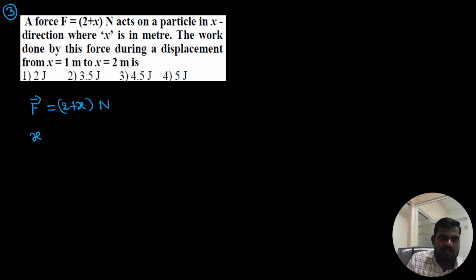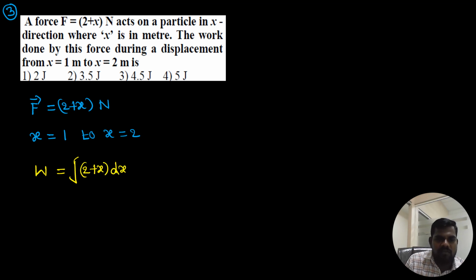x1 is equal to 1, x2 is equal to 2. I will take the direct formula in this case. Work done is equal to integration, because only one dimension is given, the x-axis. I will take integration of (2 plus x) dx, only one dimension is given.